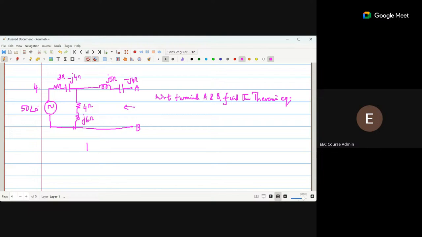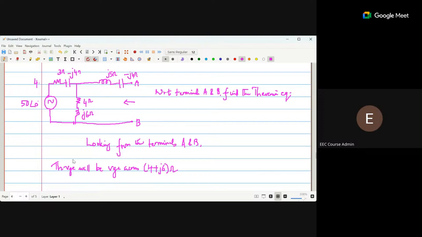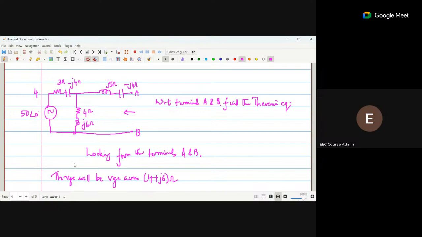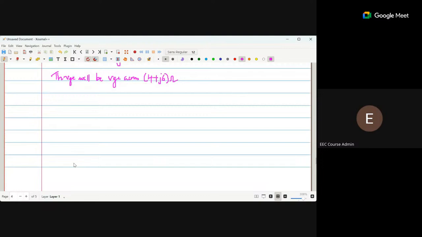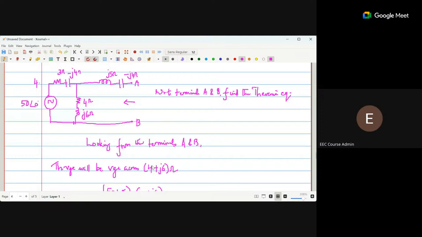Okay, so looking from the terminals A and B, the Thevenin voltage will be the voltage across this 4 plus J6 ohm. Agreed? Yes, ma'am. So what is the voltage across 4 plus J6 ohm? You can apply the voltage division rule, correct? Simply, it is a voltage divider. So that will be 50 angle 0 into this 4 plus J6 divided by 4 plus J6 plus 3 minus J4. Correct?